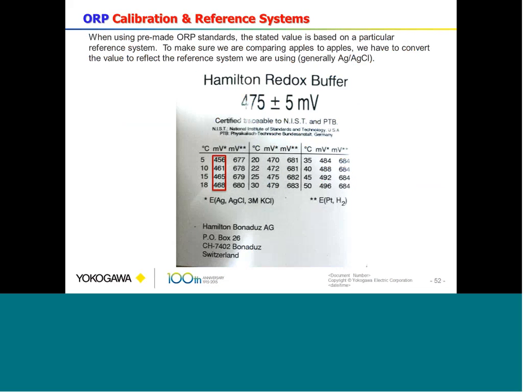If I'm using a pre-made solution, one thing I need to be careful of is that they usually put more than one reference electrode value on there. This one, as you can see with the red arrows, is calibrated against a 3 molar KCl, but they've also put the values of a hydrogen reference, and you need to know which one you're looking at so that you don't think, oh, I'm supposed to get 400 millivolts and all of a sudden I've got 600. You're just looking at the wrong scale.